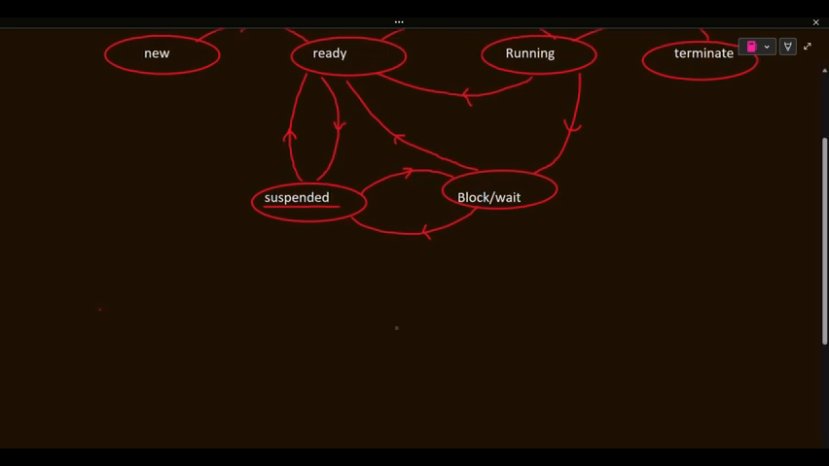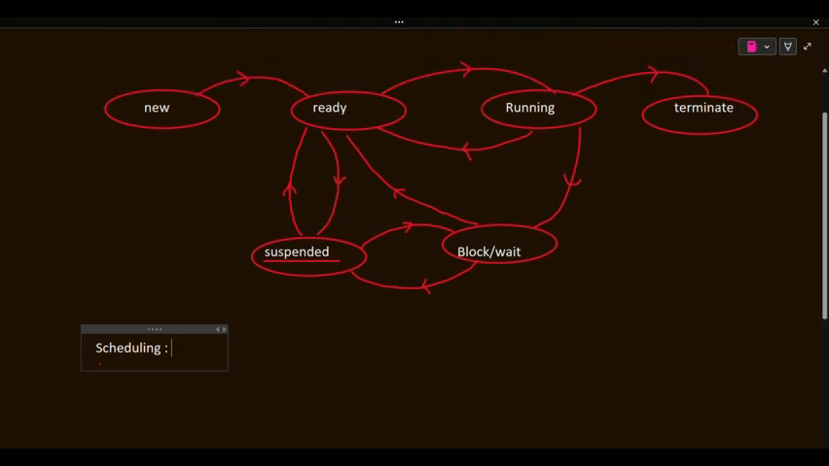Let's discuss scheduling. Scheduling means deciding. It means we decide which process is to be executed by the CPU first. Scheduling can be based on the priority of the processes, or on the arrival time, or on the burst time of the processes. There are many scheduling algorithms, and each algorithm has its own advantages and disadvantages.